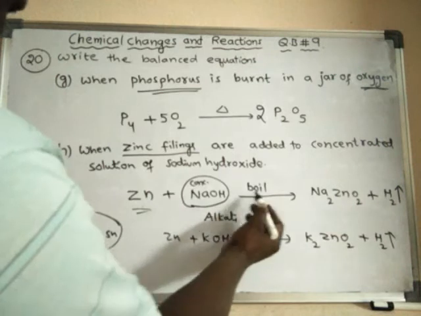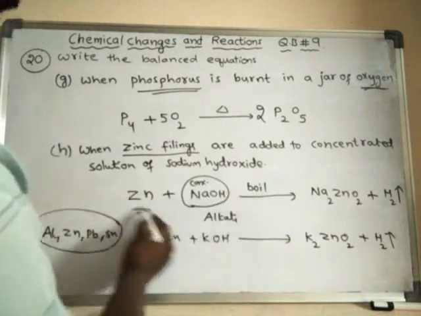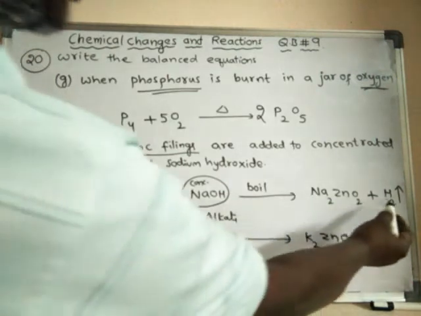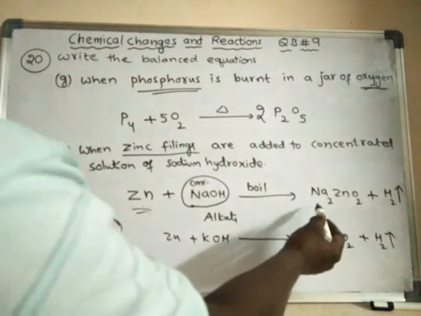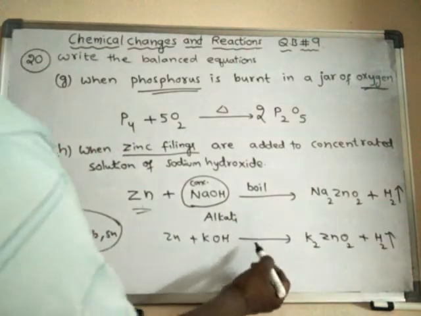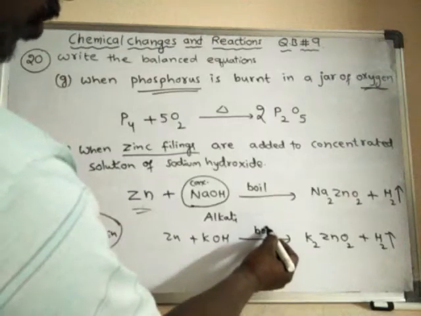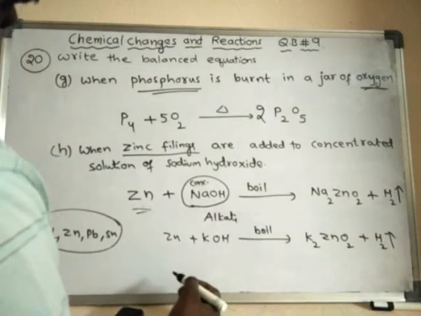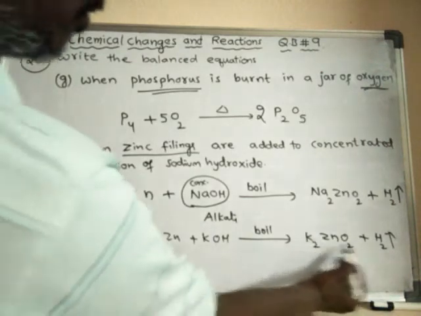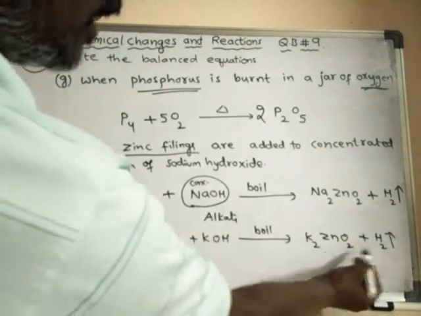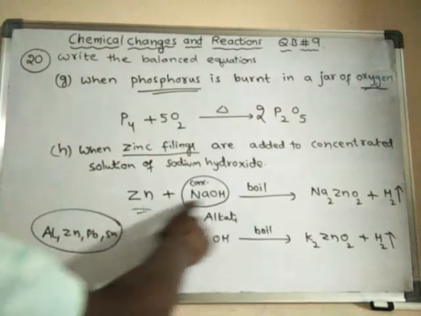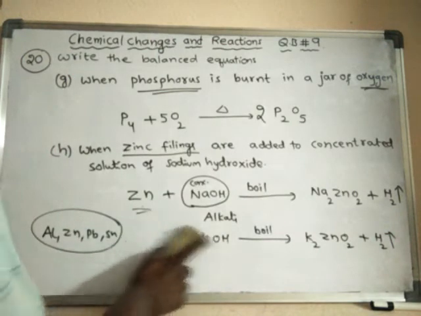These two will react only upon boiling. If you boil the mixture of these two, then only the reaction takes place, and hydrogen gas is liberated, and along with this, sodium zincate is formed. So here also, if you boil the mixture of concentrated KOH and zinc filings, we will get potassium zincate and hydrogen gas is liberated. Here the question is related to this equation, so there is no need of writing this equation.